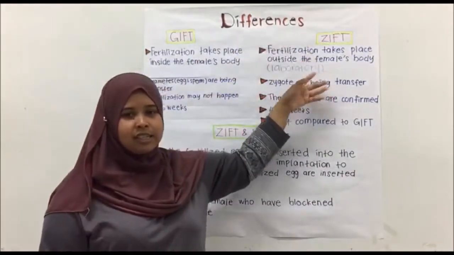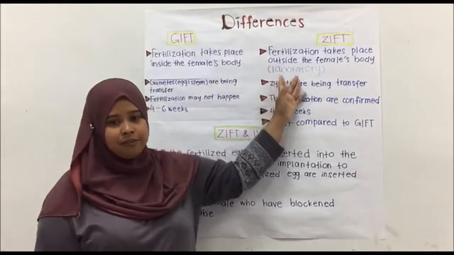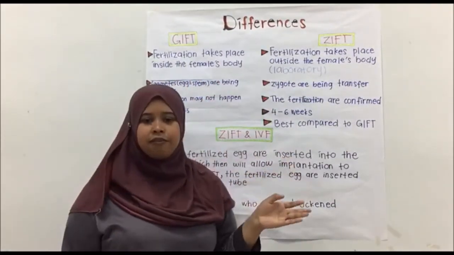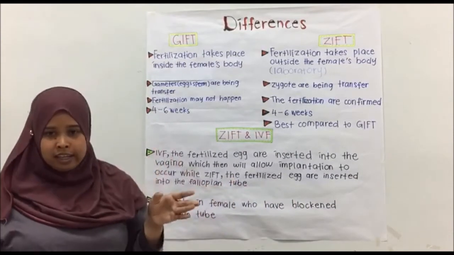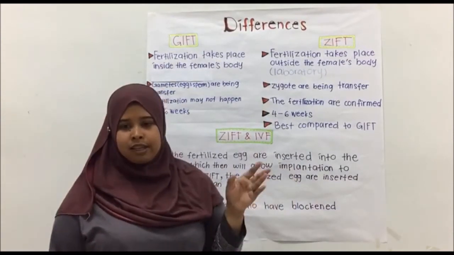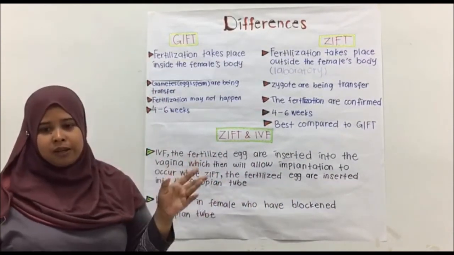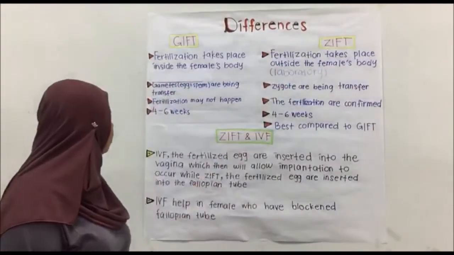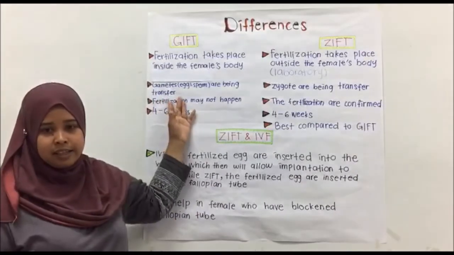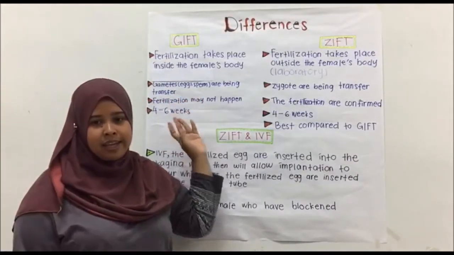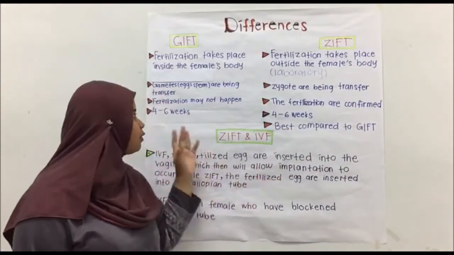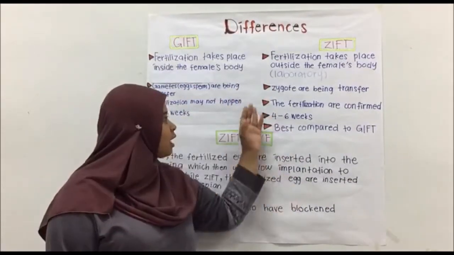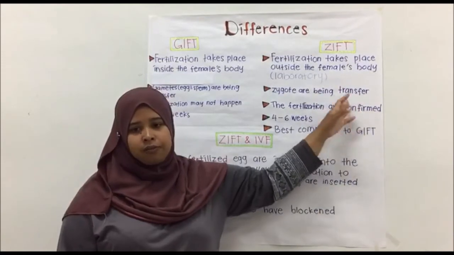The differences between GIFT and ZIFT: the first is that fertilization takes place inside the female body for GIFT, and for ZIFT, fertilization takes place outside the female body at the laboratory. The second difference is that gametes, egg and sperm, are transferred to the fallopian tube for GIFT, and the zygote is transferred for ZIFT.